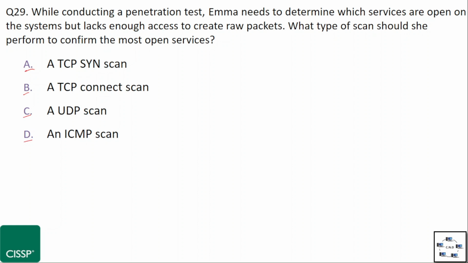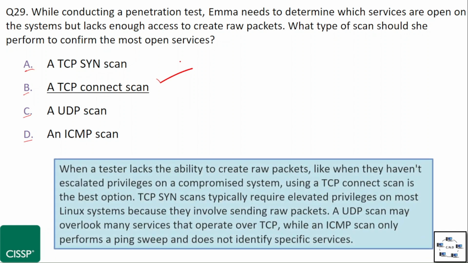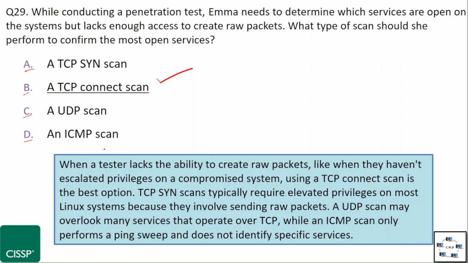And the correct option is option B, a TCP Connect scan. So the explanation is: when a tester lacks the ability to create raw packets, like when they haven't escalated privileges on a compromised system, using a TCP Connect scan is the best option.